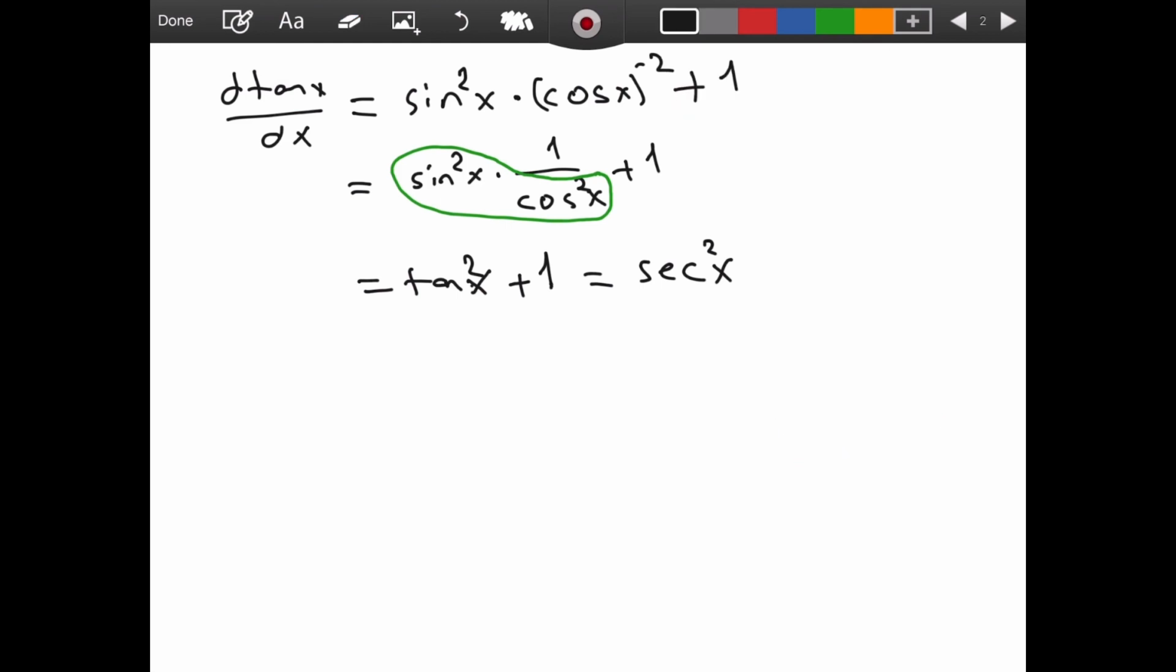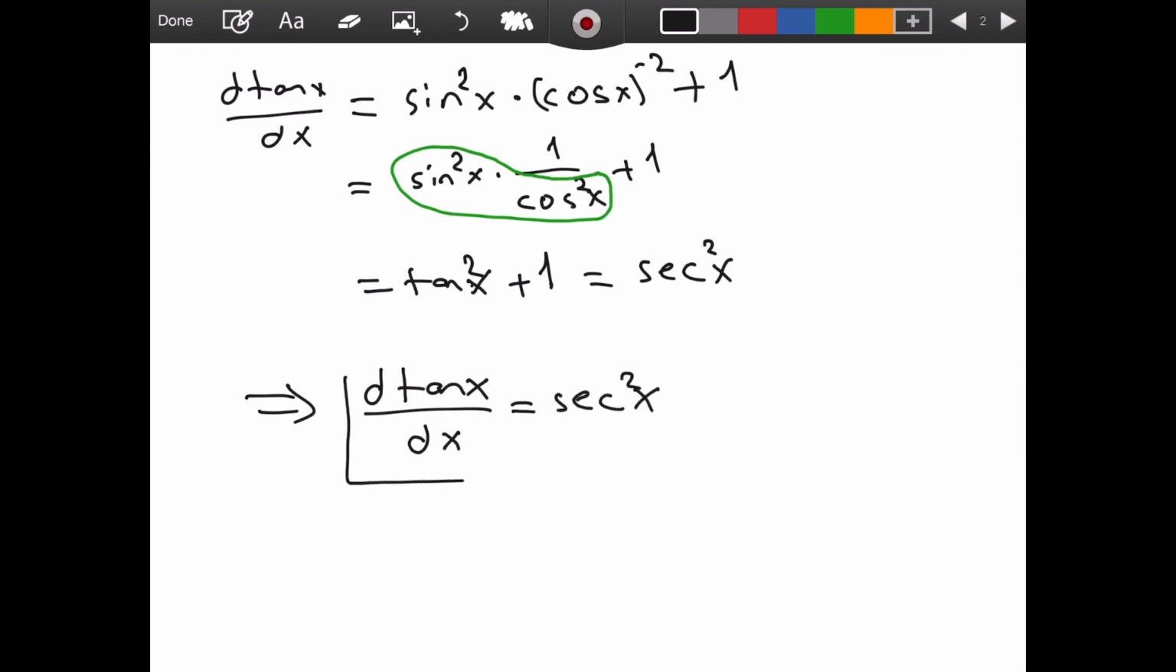So, well, actually we're done. We showed that the derivative of tangent of x with respect to x is equal to secant squared of x.